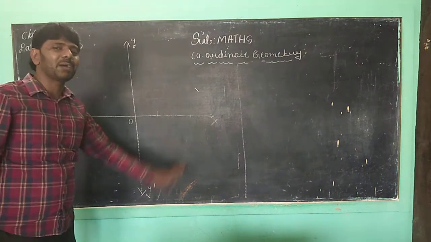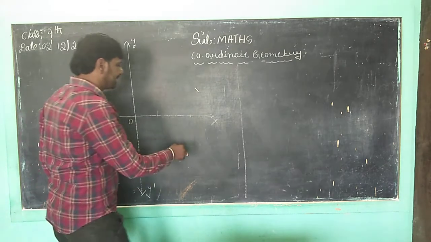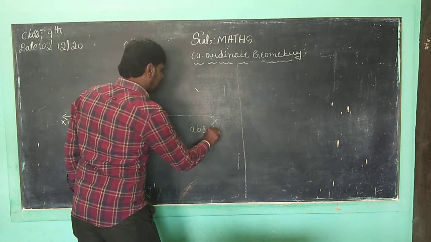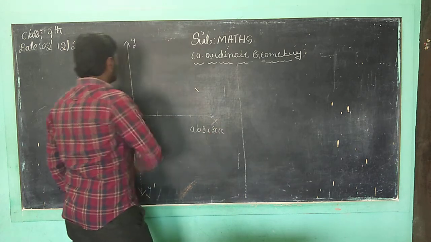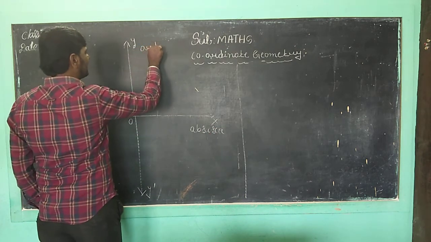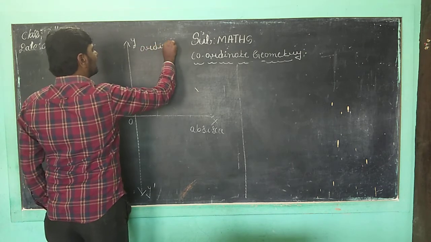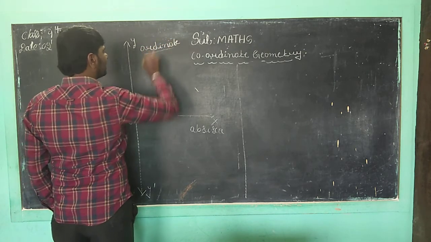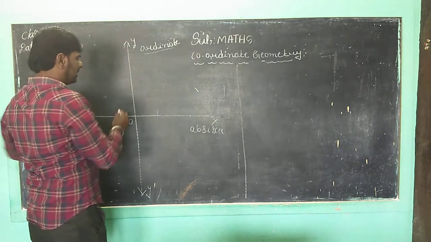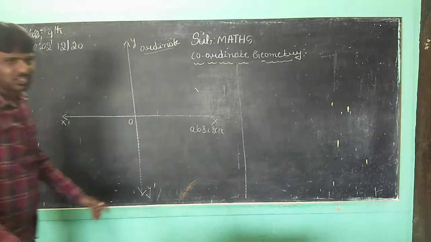The x-axis is also called the abscissa. Correct, children? This is abscissa, and this is ordinate. The y-axis is the ordinate. Abscissa and ordinate. Children, now from 0 to the right side we take positive numbers.